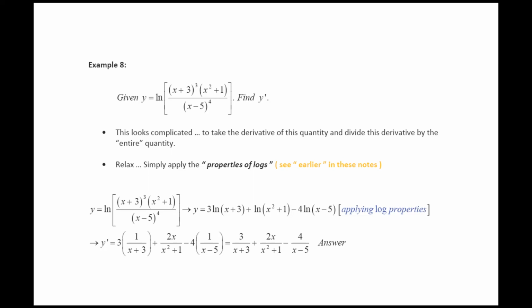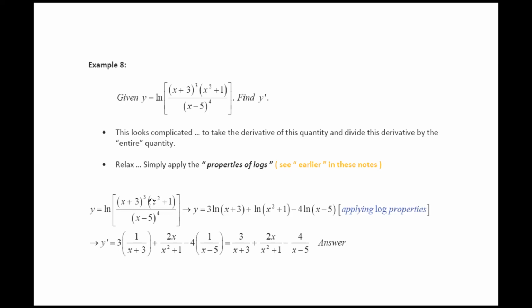Remember our properties we had a few frames ago. This is a product, is it not? And when you have a product, you add logs. This is to a power. When you have a log of a power, you put the exponent in front of the log. And when you have a denominator, a quotient, you subtract logs. So let's see if we can put this all together. We'll take the log of this. Just concentrate on this term right here. The log of this, and this is to the 3rd power, so it's 3 times the log of this.